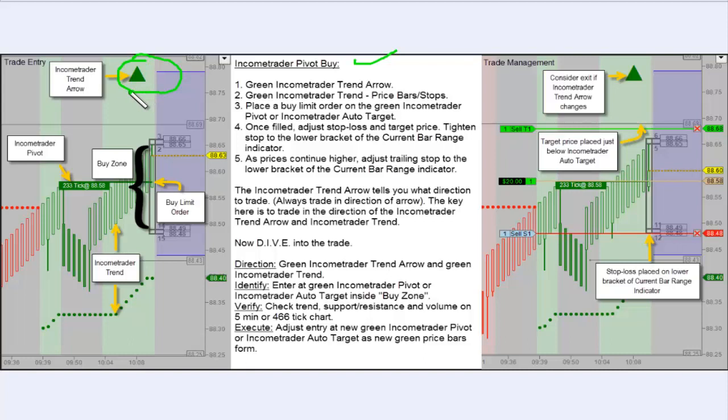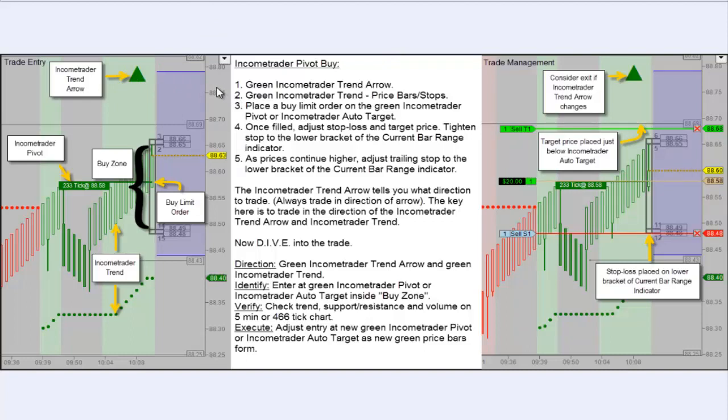Basically, the way it works is if that green arrow, or triangle, however you want to look at it, is pointed up, you're only looking to buy. When the arrow moves from a green arrow to a down red arrow, then you're only looking to short. So the rule here is follow the arrow. If it's green, you're looking for longs. If it's red, you're looking for shorts. Pretty simple. There's a little bit more to it than that, but we'll get into that in just a moment.